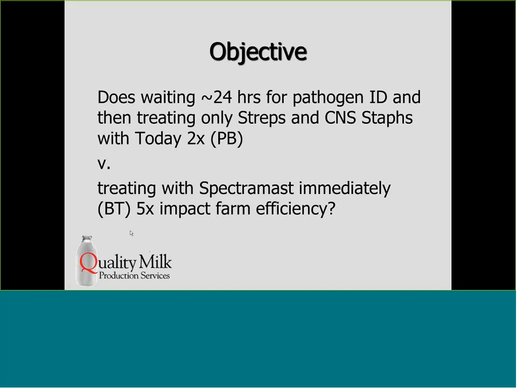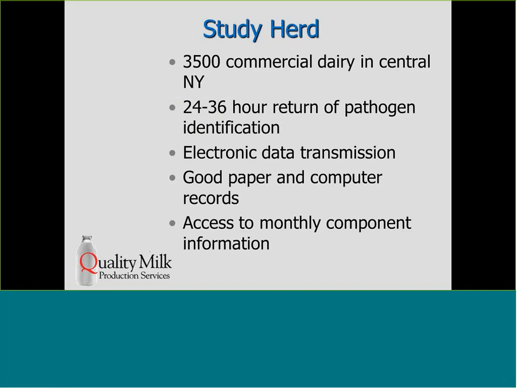And the reason we went into this is this dairy up the road was sending us lots of milk samples, but they were also treating immediately with 5 days of Spectramast. And I said, hey guys, I bet we can help you out and do better. We can cut your drug costs, we'll probably decrease your hospital pen density, and we're going to allow you more saleable milk if you spend a little bit of money up front figuring out what pathogens are there. So we put this to the test.